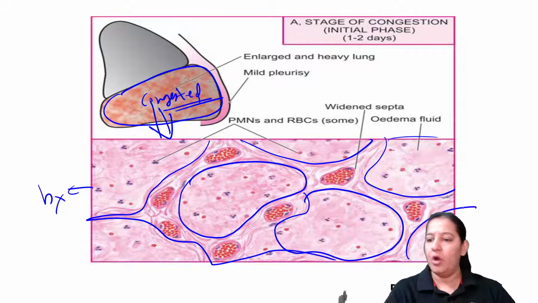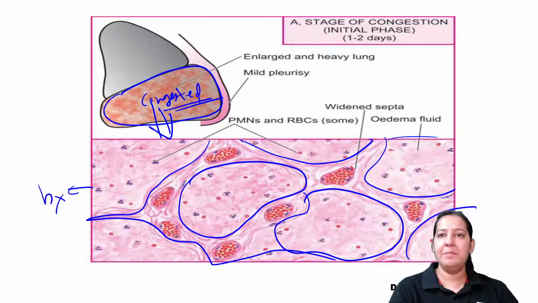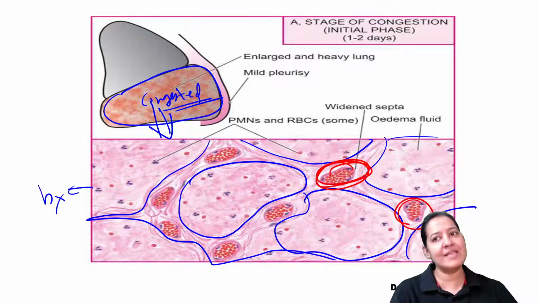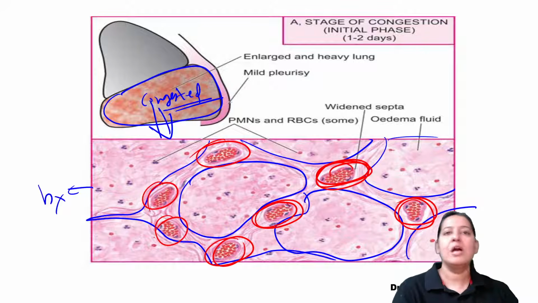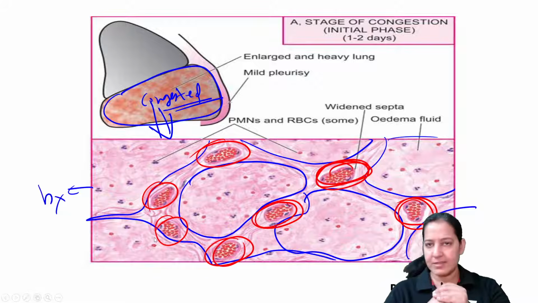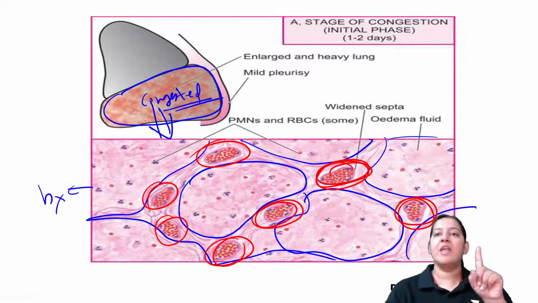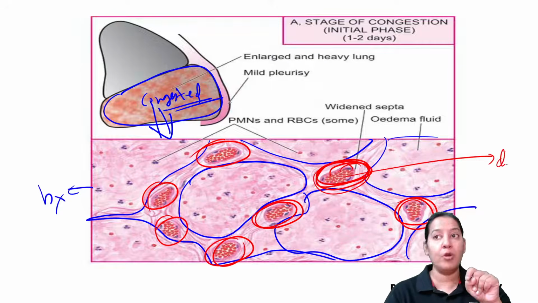Let me draw it. Can you see the blood capillaries? In between the sacs, these are the blood capillaries. All sacs are surrounded by blood capillaries for gaseous exchange. Is it normal? No, it is not a normal diagram. What is the abnormality? Number 1, blood capillaries are dilated. I can see the pulmonary capillaries are more dilated. Number 1.